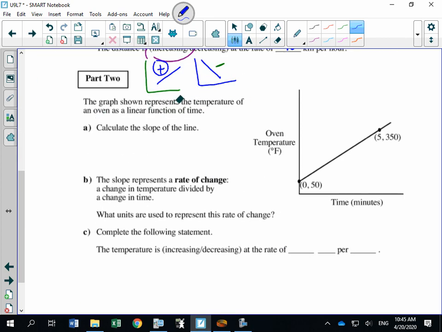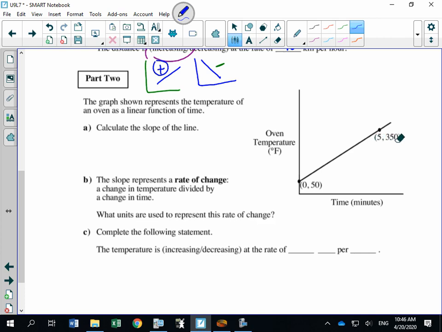The graph represents the temperature of an oven as a linear function of time. So when you turn on your oven, at 0 minutes, your oven doesn't start at 0 degrees, right? Your oven's not at freezing point, right? Your oven might be, it says 50 degrees Fahrenheit here. So when you turn on your oven, the room temperature, it's saying, is basically 50 degrees Fahrenheit. And as time goes on, your oven is going to increase. And then this is showing that at 5 minutes, your oven will be at 350 degrees Fahrenheit.